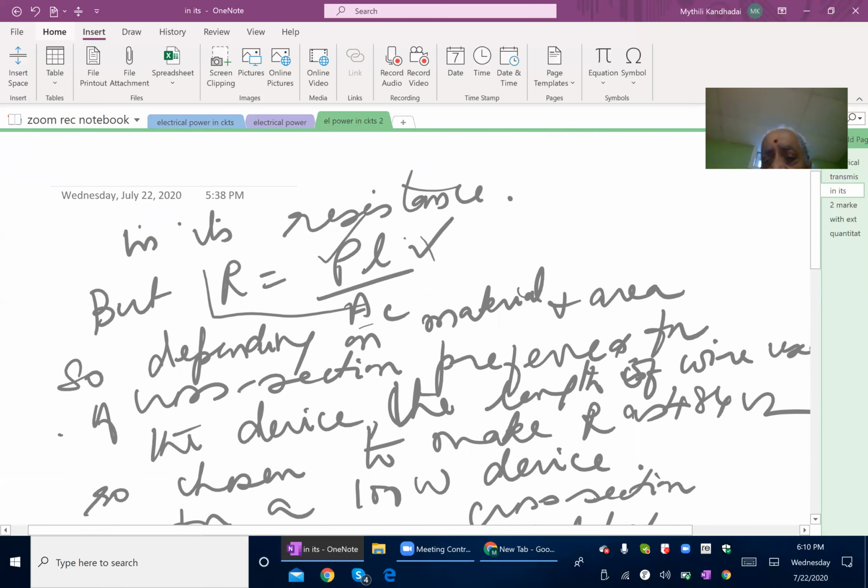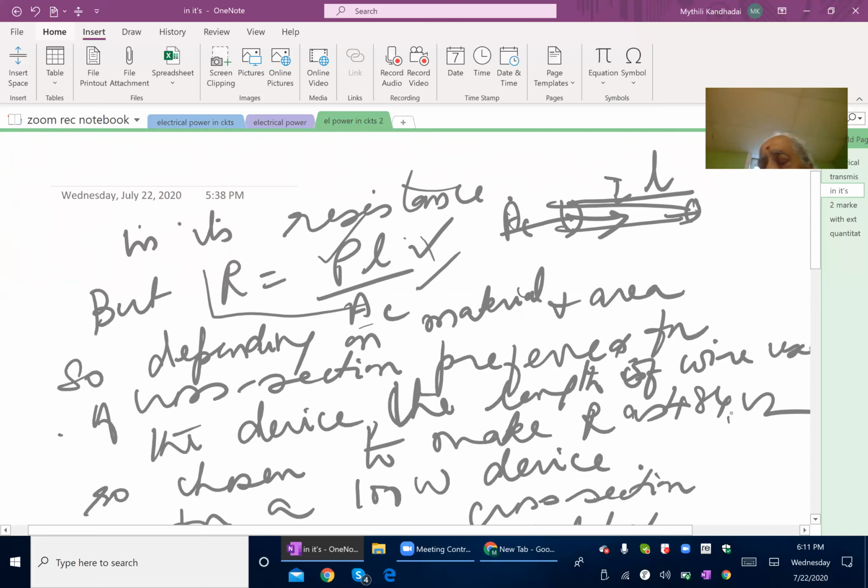L is the length of the wire used as the filament in the device. AC is the area of cross section. If this is the wire, this is called the area of cross section perpendicular to which the current flows. And this whole thing is called the length of the wire. So depending upon the material, area of cross section preferred for the device, the length of the wire is so chosen to make R equal to 484.